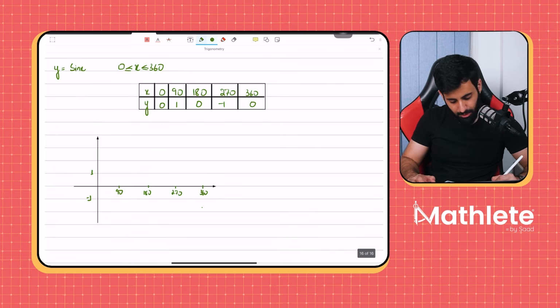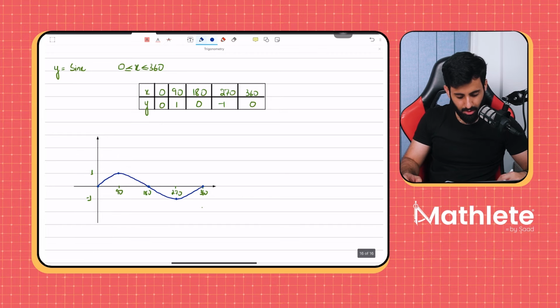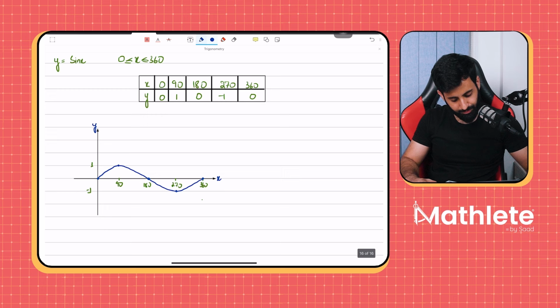So I'm going to mark all the points now. At 0, it's 0. At 90, it's 1. At 180, it's 0. At 270, it's minus 1. And at 360, it's 0 again. So this is what the graph of sine x looks like. There you go. Okay. Here's your x-axis. Here's your y-axis. Now, a couple of things you should know about the graph.